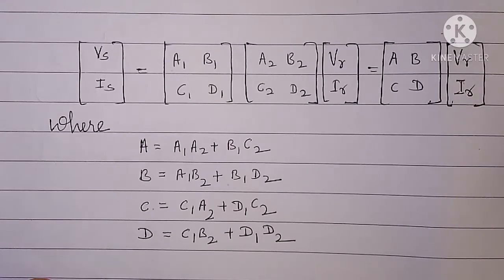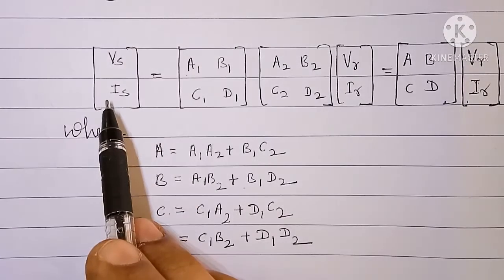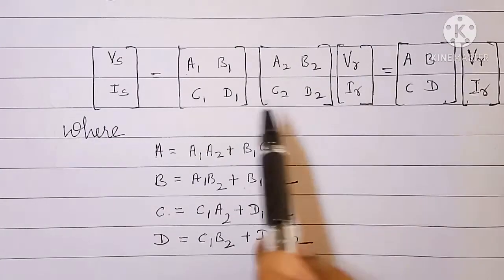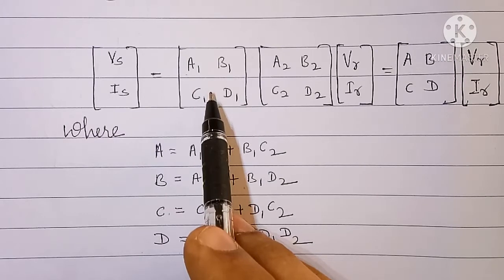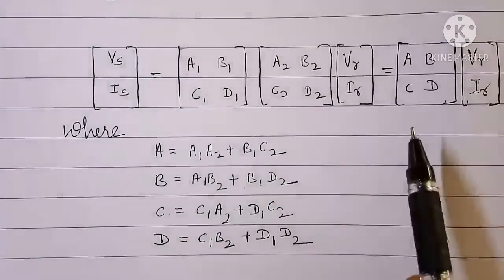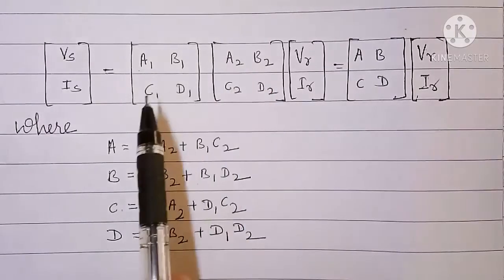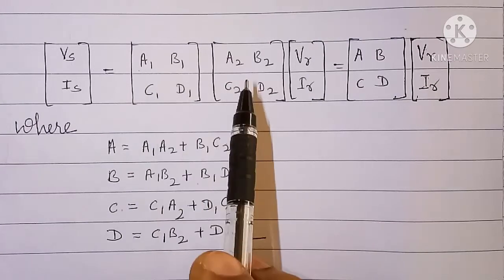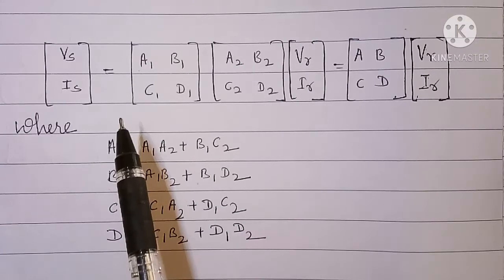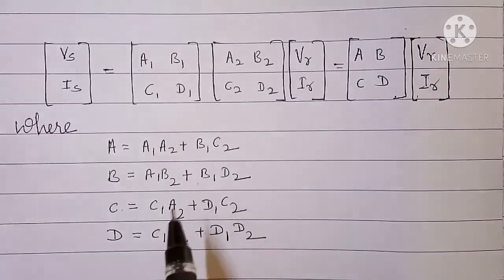Now see here, Vs and Is are related to Vr and Ir using ABCD constants of two-port networks connected in tandem. When we multiply these two square matrices, we get another square matrix. Let us say that is given by ABCD matrix.